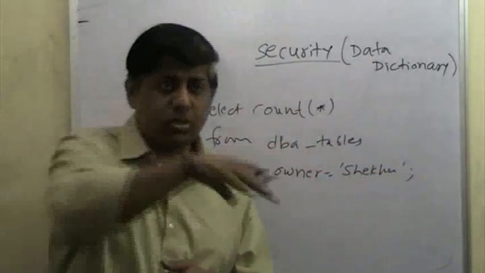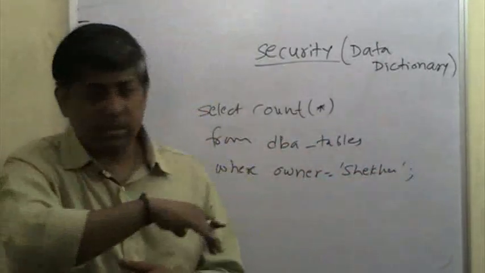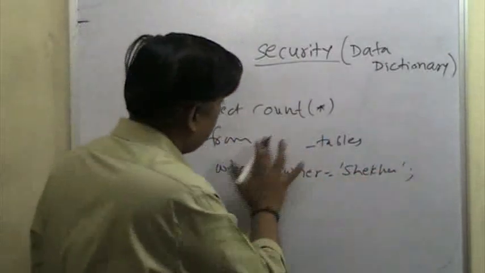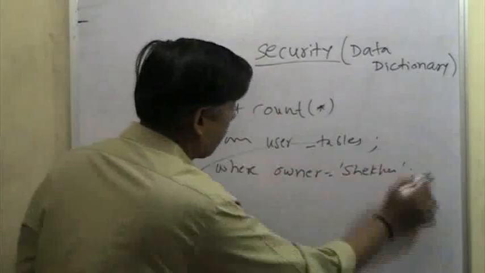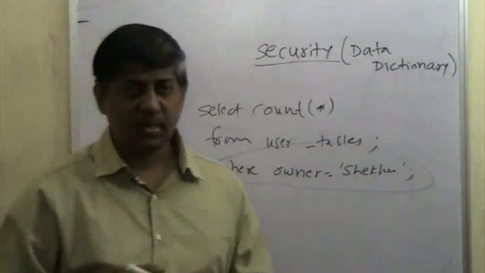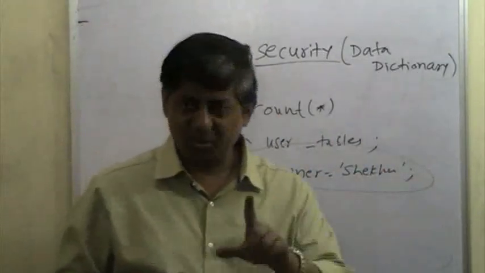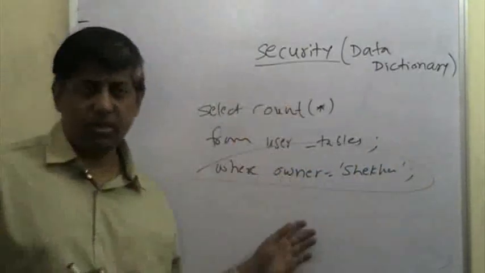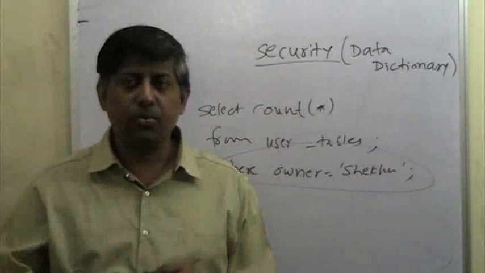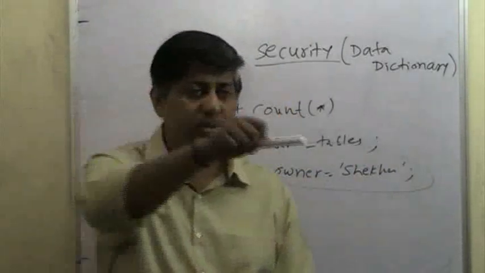You log in as user Shekhar and just type the command select count star from USER_TABLES and semicolon. You don't have to type this part. Then you need the password. Yes. So usually the best way is to do this without the password. You are logged in as Suraj and you can find out Shekhar's tables and everything else.